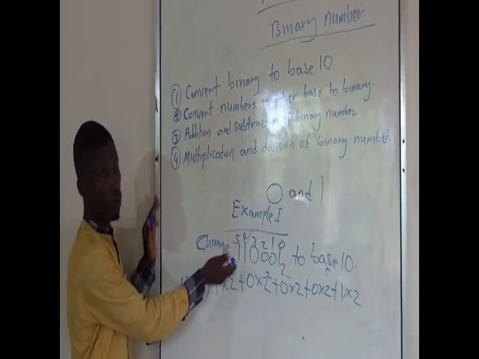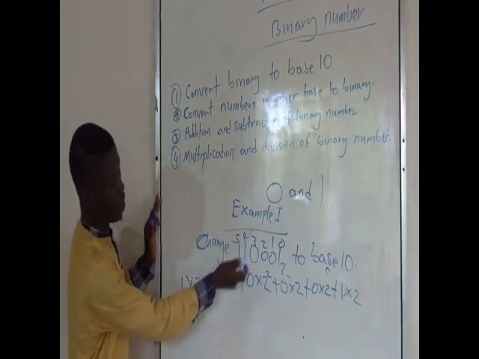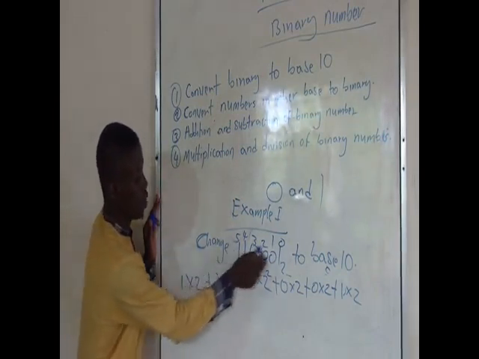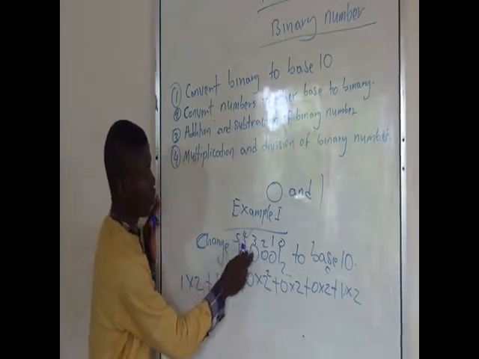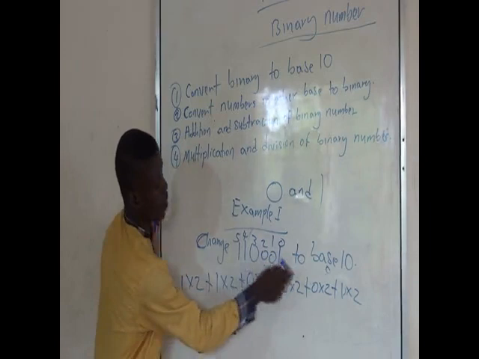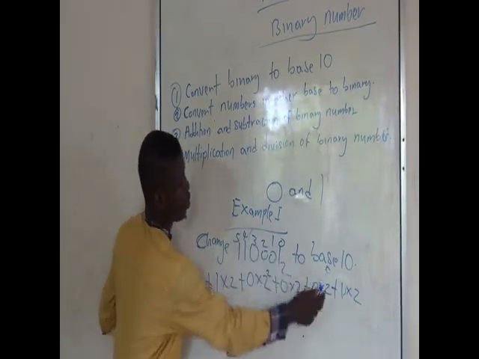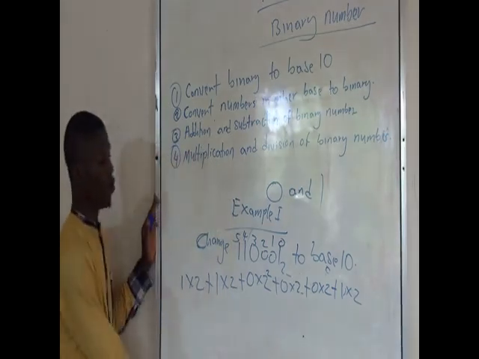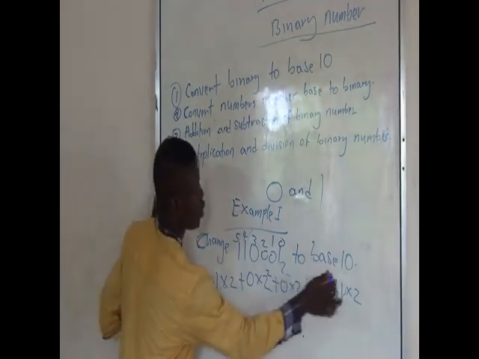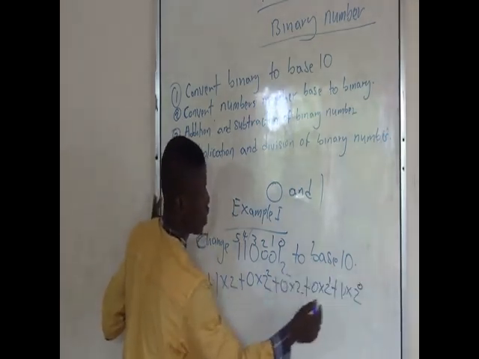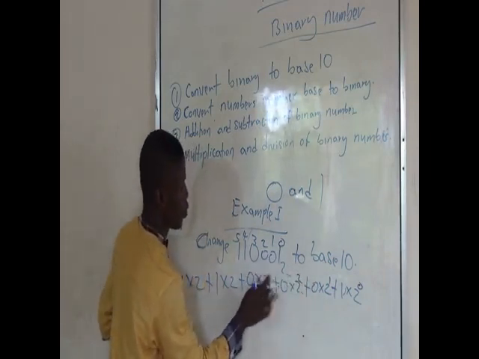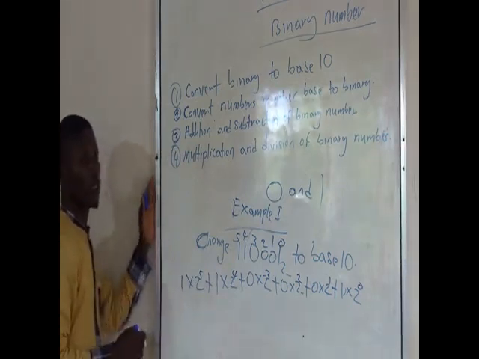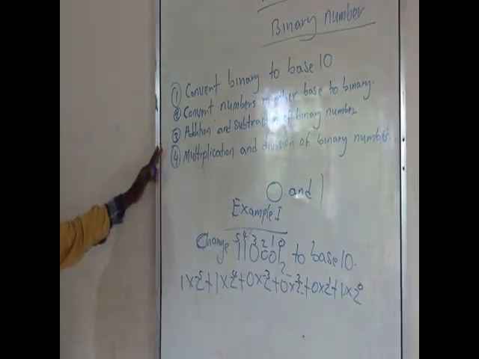I'm going to multiply this with the base, which will give us 1 times 2, plus 1 times 2, plus 0 times 2, plus 0 times 2, plus 0 times 2, plus 1 times 2. Now we'll bring back the powers: raised to power 0, 1, 2, 3, 4, and 5. Then we go back to indices.